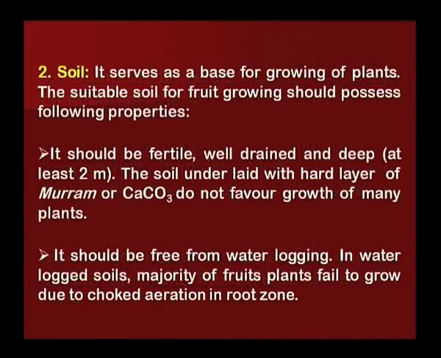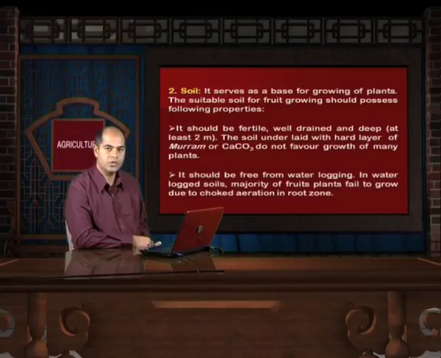Soil. It serves as a base for growing of plants. The suitable soil for fruit growing should possess the following properties. It should be fertile, well drained and deep, at least 2 meters. The soil underlaid with hard layer of murram or calcium carbonate does not favor growth of many plants. It should be free from waterlogging. In waterlogged soils, the majority of fruit plants fail to grow due to choked aeration in the root zone.